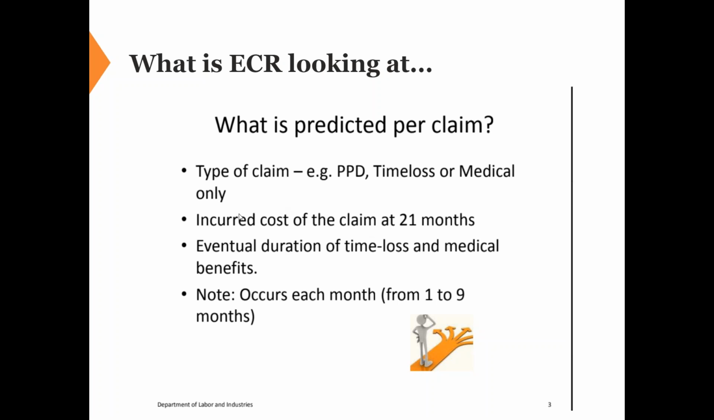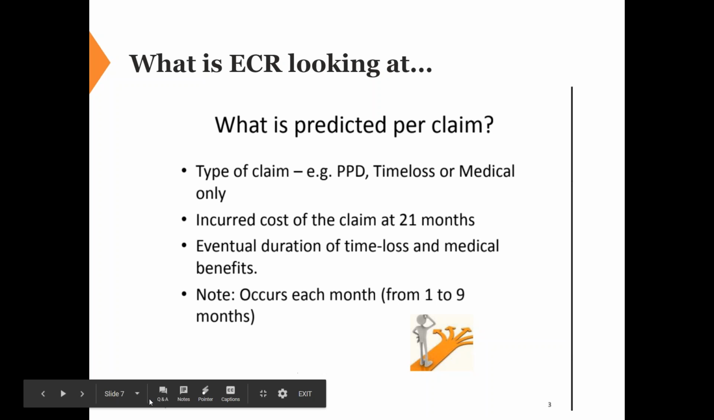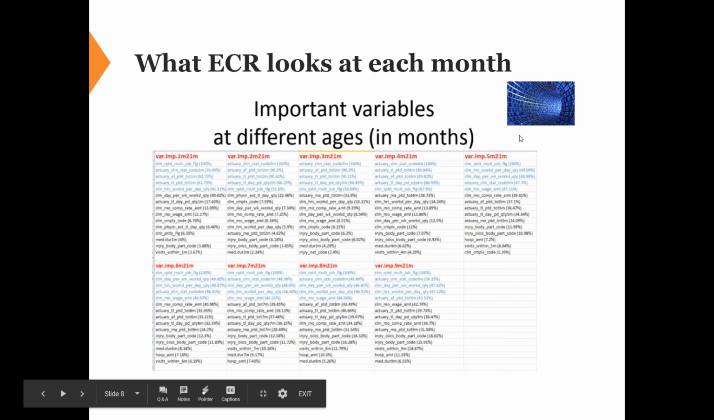So again, it will be looking at that claim all the way until that claim is 21 months old. The eventual duration of time loss, again, this is not the easiest thing to read, but it's basically saying that they're predicting how long this person's going to be on time loss benefits. And it occurs once a month. So generally, the ECR drop from the data warehouse happens between about the 5th and what we're seeing is about the 13th of each month. So that's when the new reserves are going to take effect.